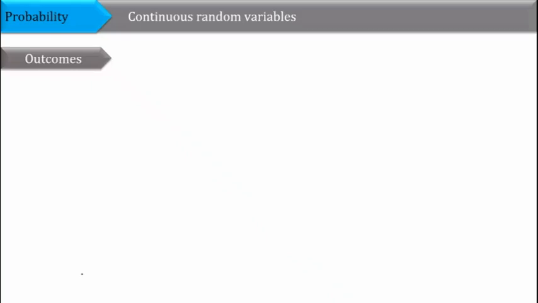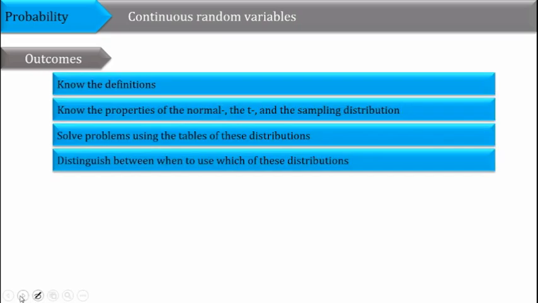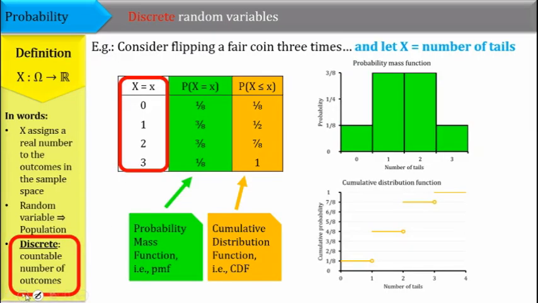Hi everyone. In this session, I'm going to start off by looking at continuous random variables and then move on to the normal distribution. As always, the first step will be to look at the outcomes. You need to know the definitions. You need to know the properties of the normal distribution, the t and the sampling we'll get to in the next section. You need to be able to solve problems using these distributions, and you need to be able to distinguish between when to use these distributions with the various problems.